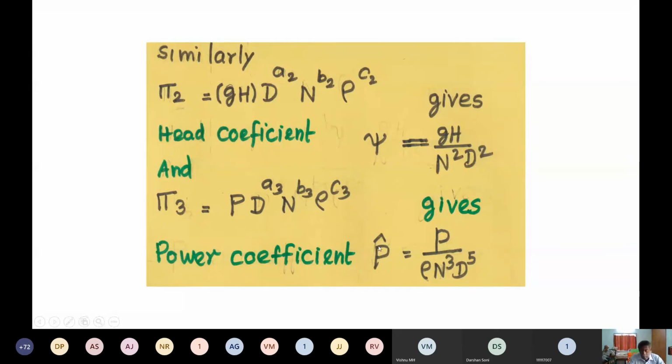So we have three non-dimensional numbers. The first one is the flow coefficient, which is Q by N D cube. The second one is the head coefficient, which is GH by N square D square. The third one is the power coefficient, which is P divided by rho N cube D power 5. So these terms will be very, very useful for predicting the performance of the machines. Okay.